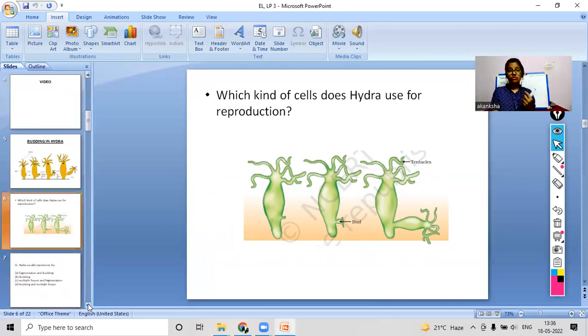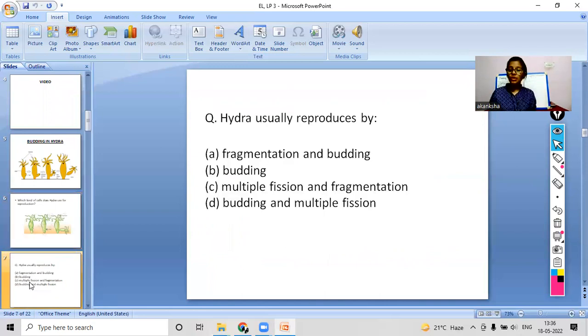Now we will move on ahead. There is a question in front of you. The question is, hydra usually reproduces by which method? First is fragmentation and budding.